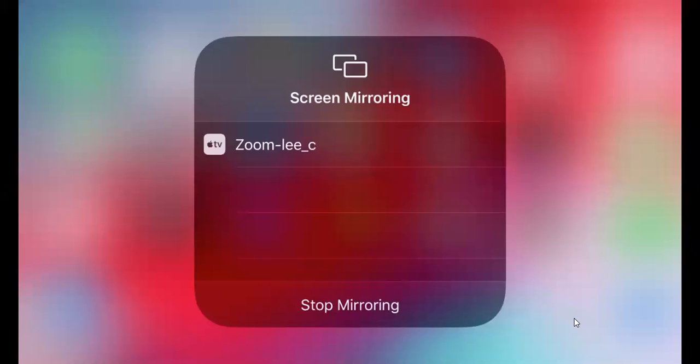Share. Okay, iPhone, iPad, share. Okay, may have to put this down. Okay, back to camera.